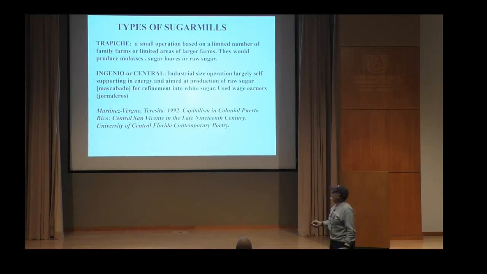Historically, you have processing in a small trapezoid. It's a small few families that get together. Then they use donkeys. Then there is a central, and that's when you get down to modern production of sugarcane.